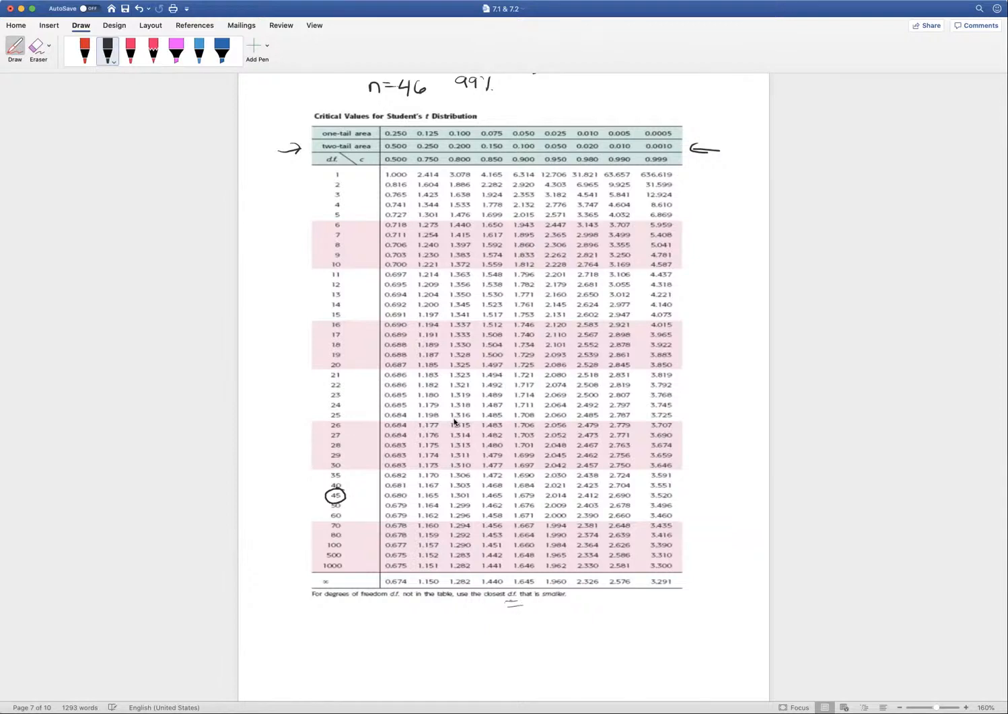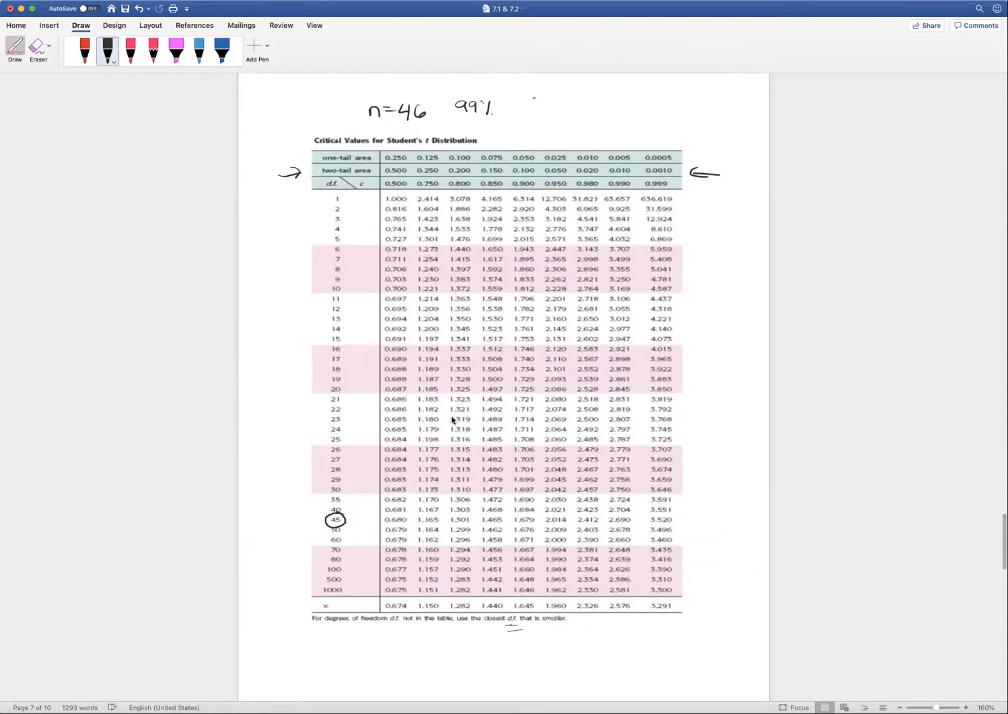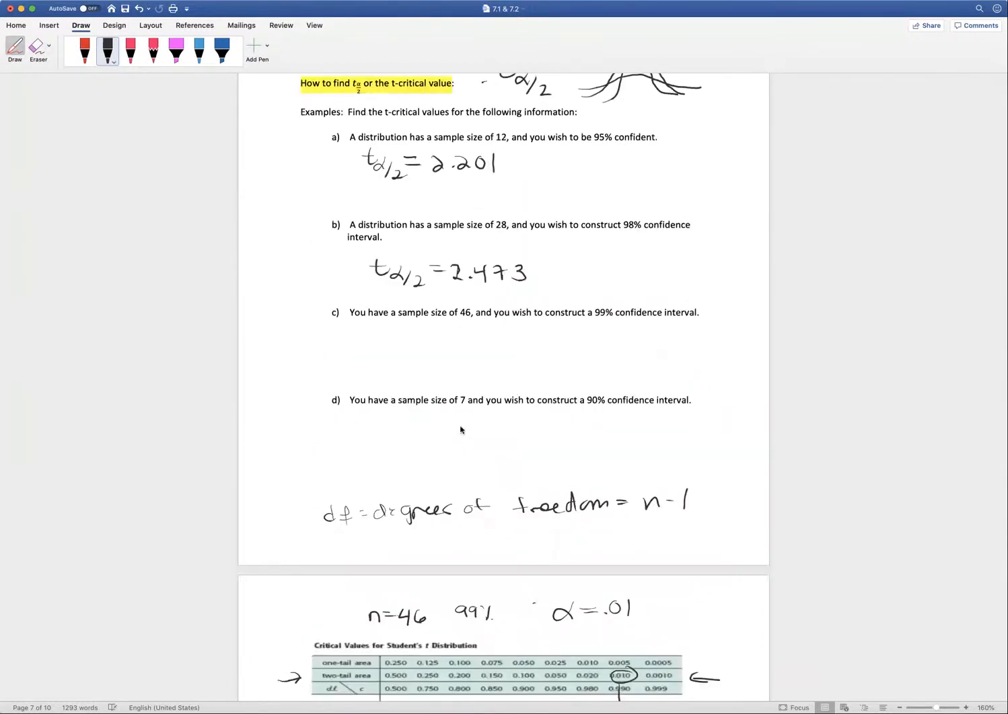In this case, we actually happen to land on the degrees of freedom located here, which is 45. 99% confident means we have an alpha level of 0.01. Again, think about it, 100% minus 99% is 1%, and 1% is 0.01, which is over here. We're going to go down this column, across this row, and we have 2.69. So t alpha over 2 equals 2.69.